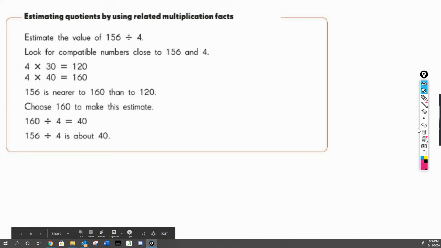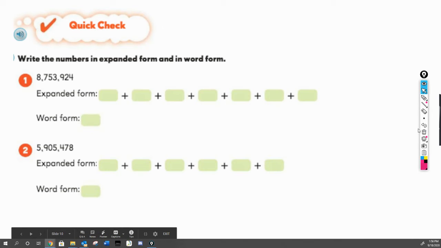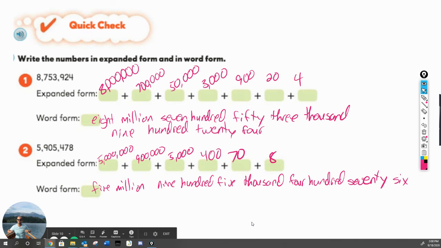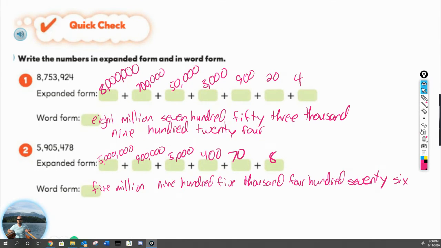Let's see, clear the screen. Kaboom. All right, take a second. Write these numbers in expanded and word form, and we'll check in a moment as I pause my screen. All right, here we go. So I'm sure you naturally ended up agreeing with me. So wonderful, wonderful job. Let's take a look at the next slide.